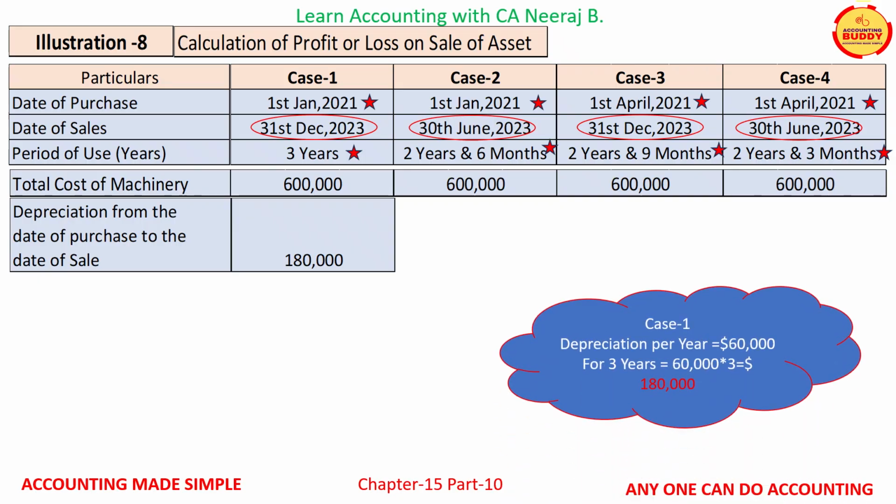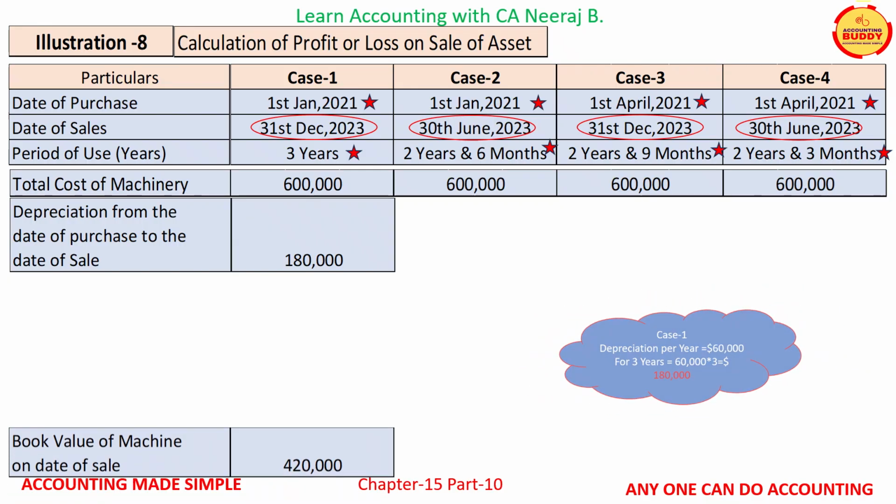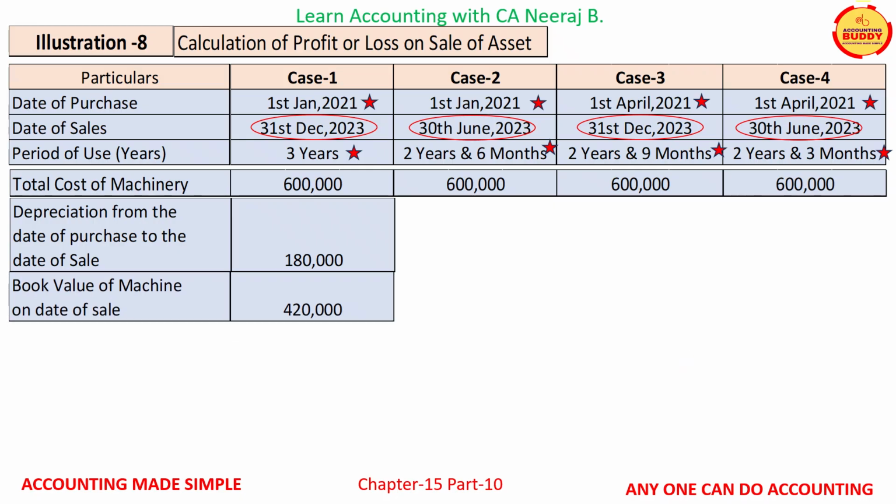In case 1, since the machine is used for 3 years and annual depreciation is $60,000, therefore depreciation from the date of purchase, that is 1st of January 2021 till the date of the sale, that is 31st December 2023 will be $180,000. Now if we deduct the accumulated depreciation of $180,000 from the original total machine cost of $600,000, we will get the book value of $420,000 on the date of sale.